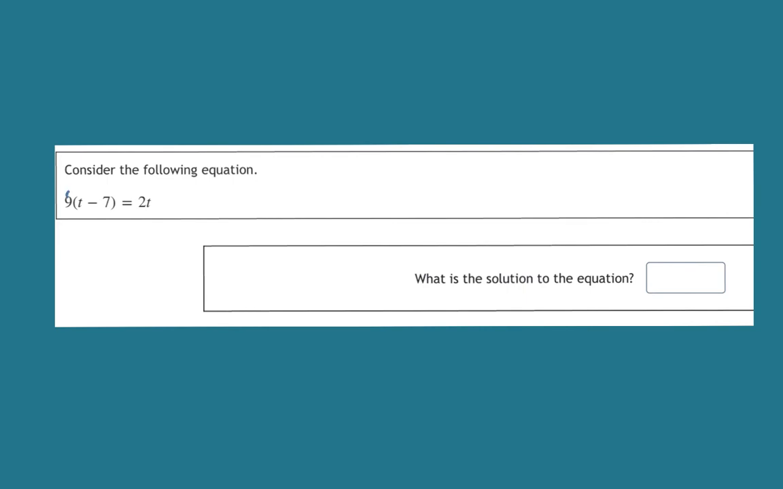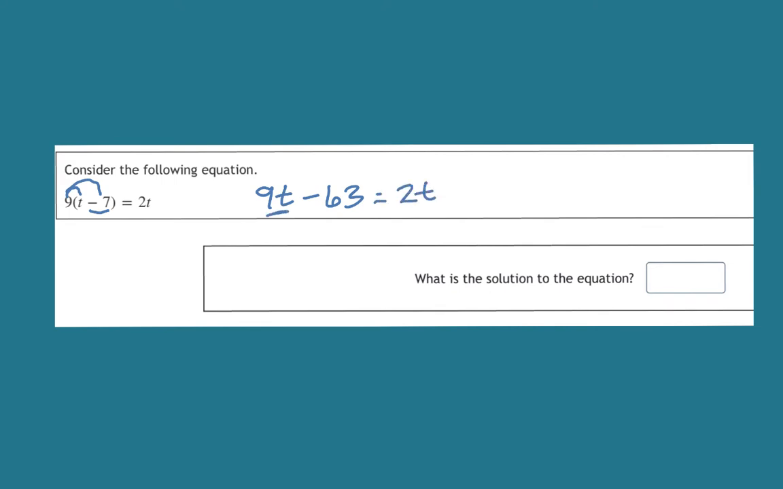Well, first we're going to multiply 9 times (t minus 7) by using the distributive property, where we multiply 9 by everything that's inside the parentheses. 9 times t minus 7 gives us 9t minus 63, or a negative 63.